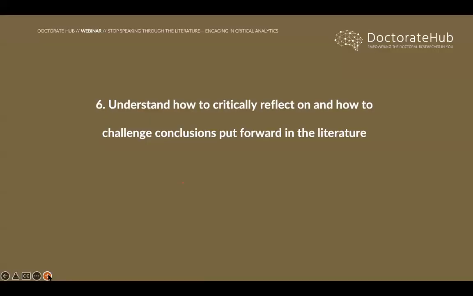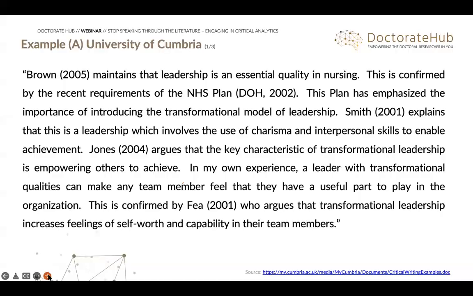So, as we come to the end, understand how to critically reflect on and how to challenge conclusions that are put forward in the literature. We have here 3 examples that we will put out. Example A is from the University of Cumbria. So let's look into that.